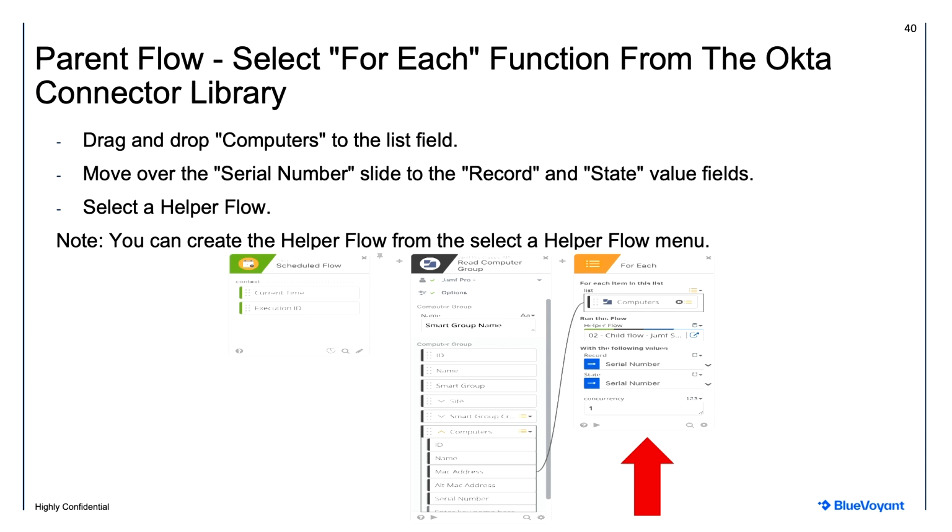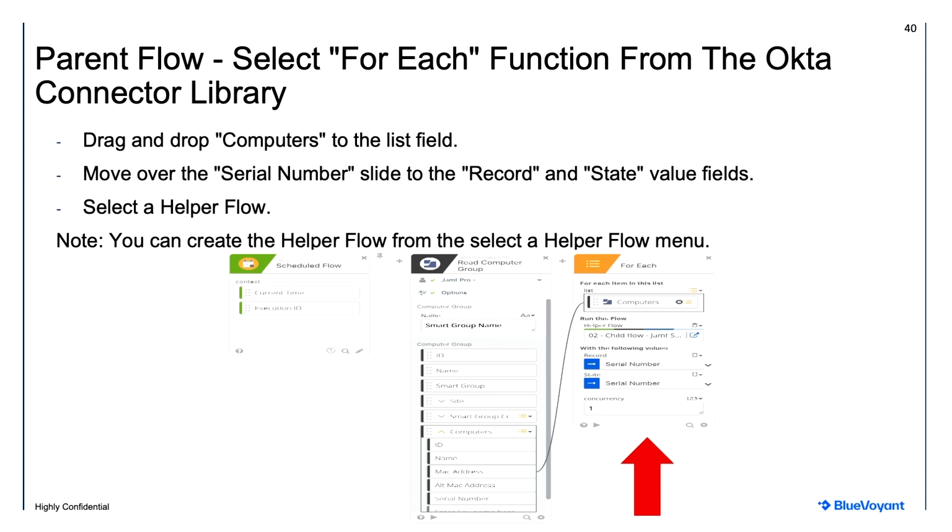Once the smart group name has been established, we obviously know it's going to be multiple computers. Maybe you have 20, maybe 50, maybe even 100 computers, depending on how long it's been since you last looked into it, or for many other reasons. So that is when we want to select the for each function. It's right there in the title. The for each function from the Okta connector library.